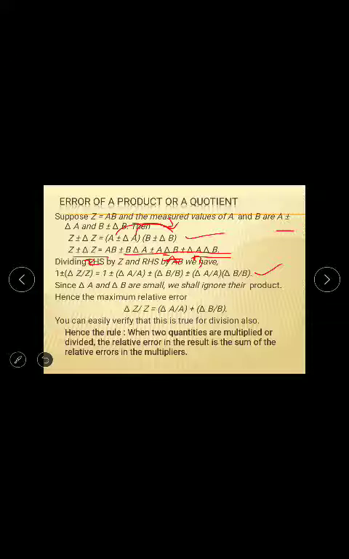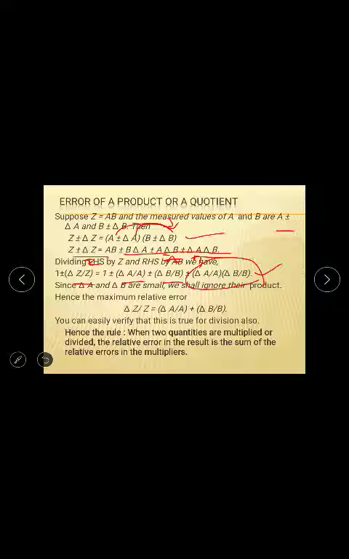Next, what is the maximum relative error? Delta Z upon Z. Here we are considering this delta Z upon Z. The 1 we are not considering. Next here, delta A upon A and delta B upon B. We are not considering their product because it is very small. It is small, so we are neglecting this. So we have got only delta Z upon Z is equal to delta A upon A plus delta B upon B. Here the plus sign came.